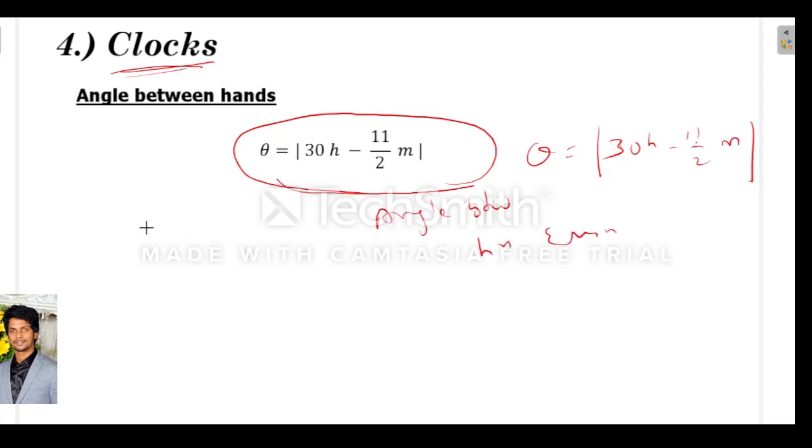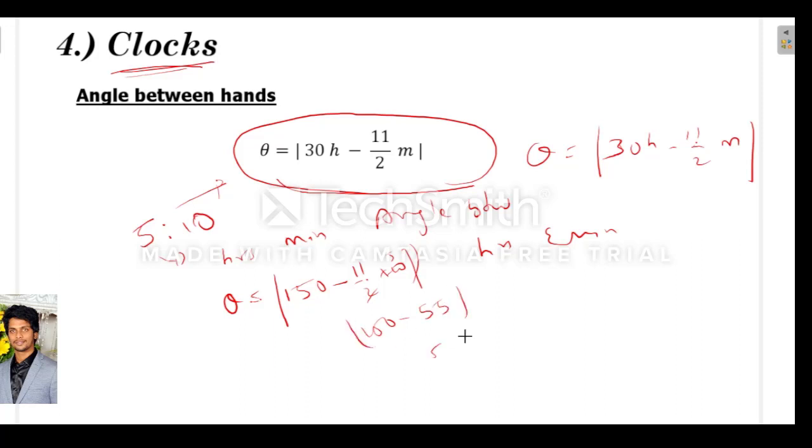For example, when the time is 5:10, what is the angle between the hours hand and minutes hand? We can find it using this formula. Theta is equal to 30 into hours, which is 5, so 150, minus 11 by 2 into 10, which is 55. So 150 minus 55, which is 95 degrees. Like this.